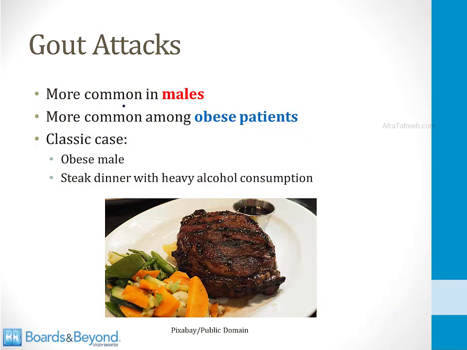Primary gout is also more common among males, and it's also more common among obese patients. So the classic case of an attack of gouty arthritis is an obese male who goes out to a steak or a seafood dinner and consumes lots of alcohol. This patient is setting themselves up for a high uric acid level and an attack of gouty arthritis.